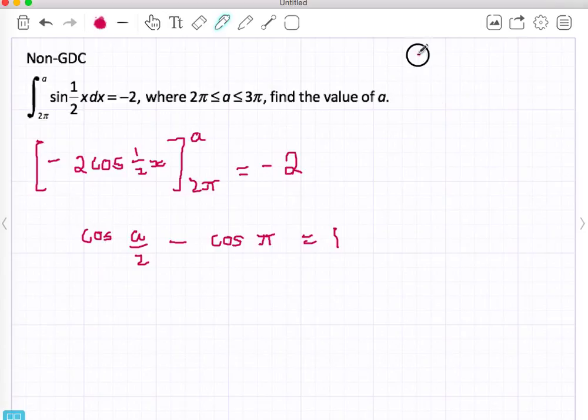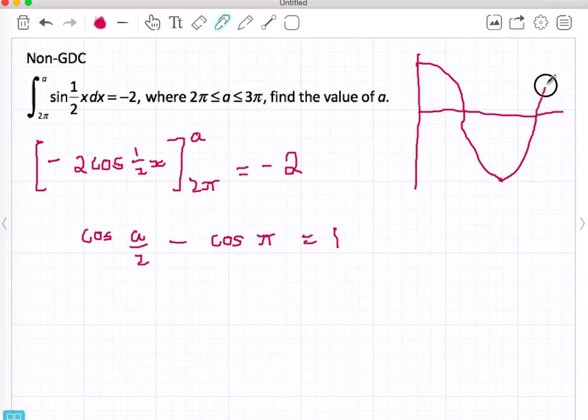If you think about the cosine graph, and I always try and have a mental picture of this. This is at 0 and it's at 1, pi over 2. This point here, the bottom point, is at pi, 3 pi over 2 and 2 pi, and this is at -1. So pi and -1, this is going to give me -1, and the -1 there is going to give me +1. So cosine a over 2 plus 1 equals 1.